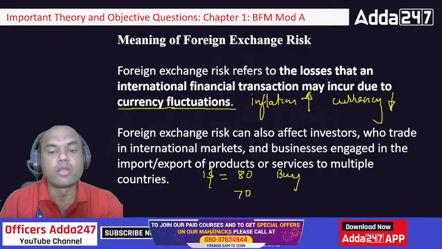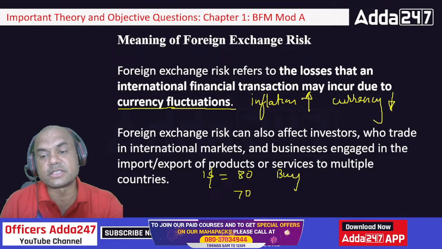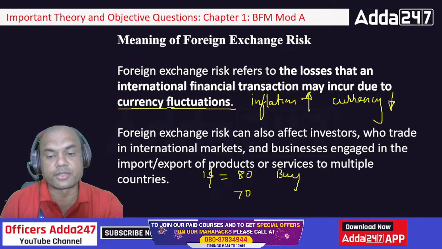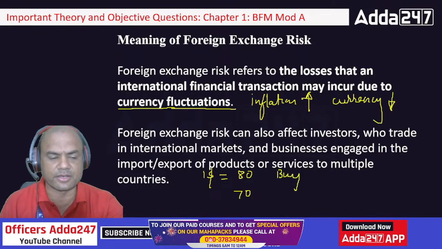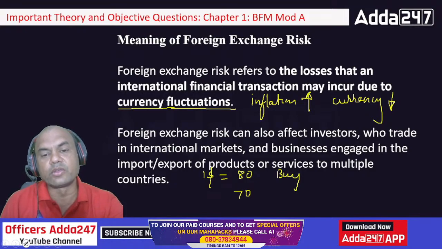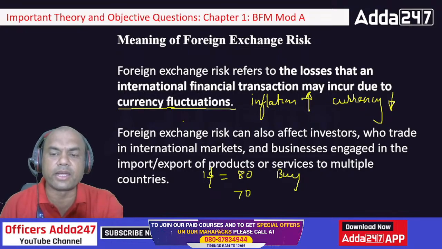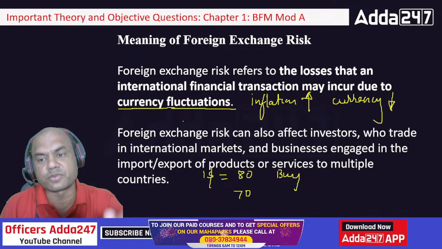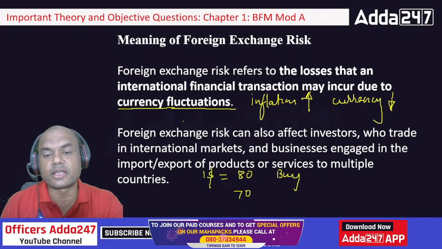Foreign exchange risk can also affect investors who trade in international markets, and businesses engaged in the import, export of products or services to multiple countries. So definitely, this is just common sense, isn't it? Anyone who is dealing in foreign countries or foreign exchange will definitely find all these fluctuations, right?